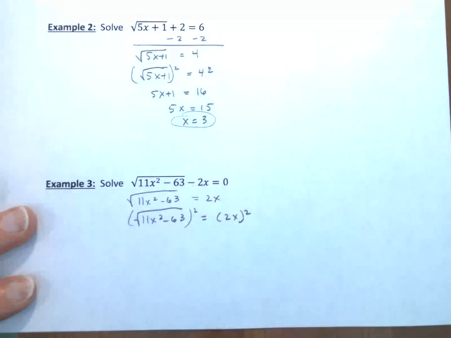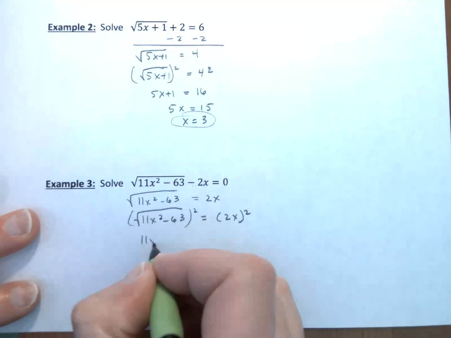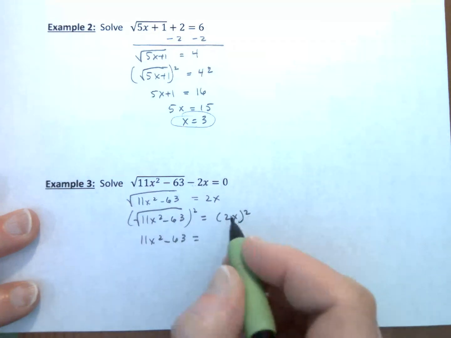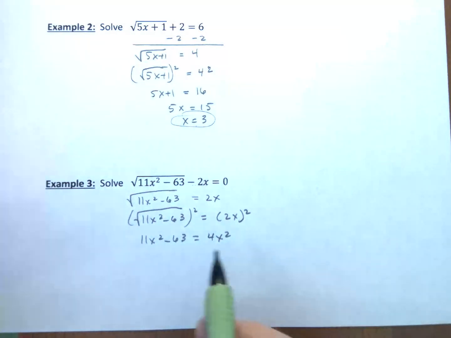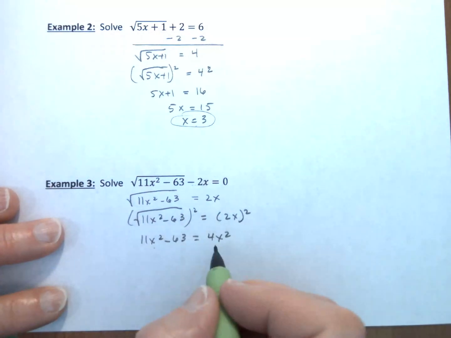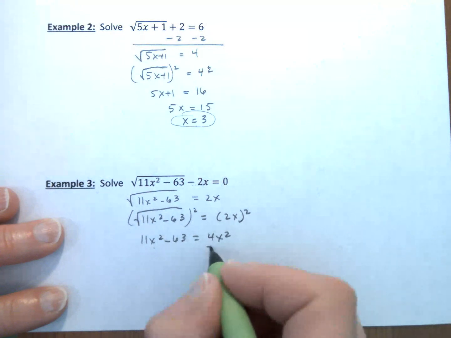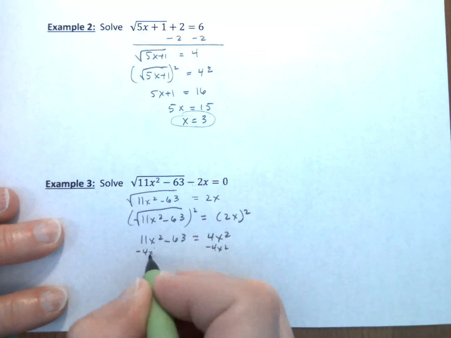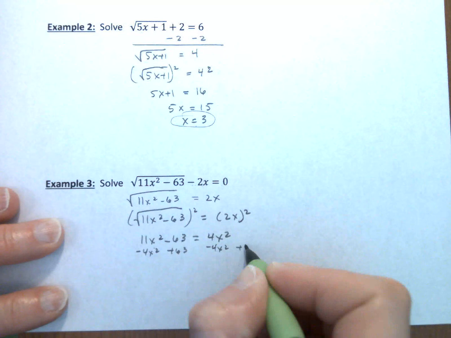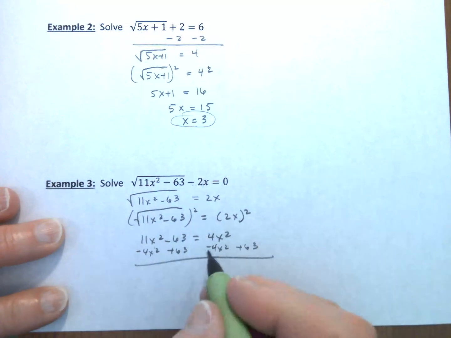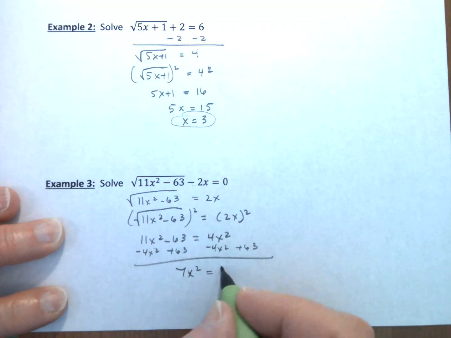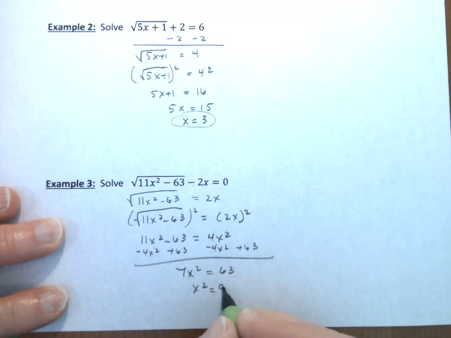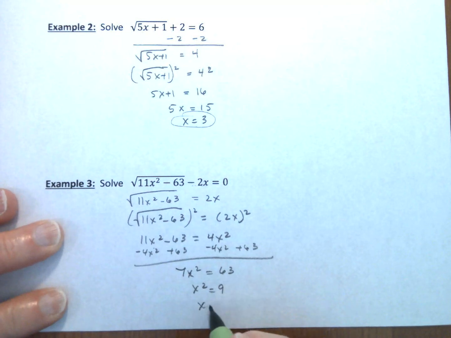Okay, and make sure you square the whole thing. This is just going to be 11x squared minus 63. This becomes 4x squared. Okay, now I'm going to just solve for x. So I'm going to combine my like terms. So I'm going to subtract 4x squared on both sides. I'm going to add 63 to both sides. So I'm going to end up with 7x squared is equal to 63. So x squared is equal to 9. And x is equal to 3.